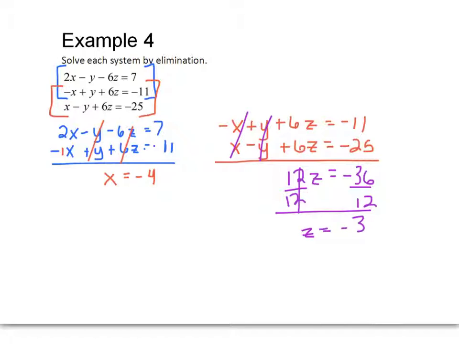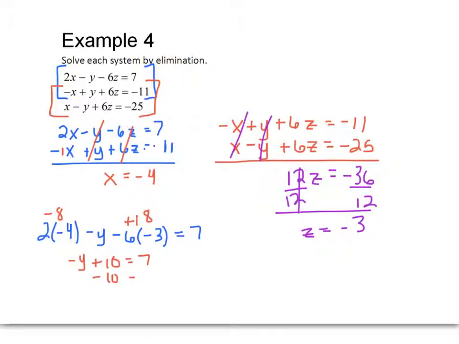So I'm going to pick the first one just for fun. 2 times negative 4 minus y minus 6 times z, which is negative 3, equals 7. This would be negative 8. This would be plus 18. And together, negative 8 plus 18 is 10. So negative y plus 10 equals 7. Subtract the 10. Negative y equals negative 3. So if I divide by negative 1 to get rid of that negative on my y, I get y equals 3.